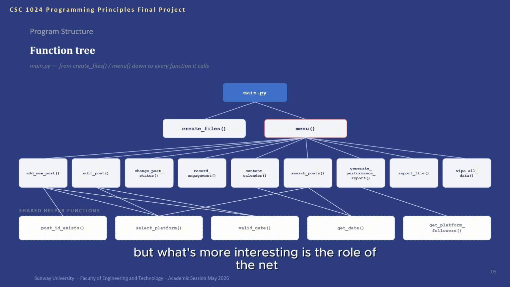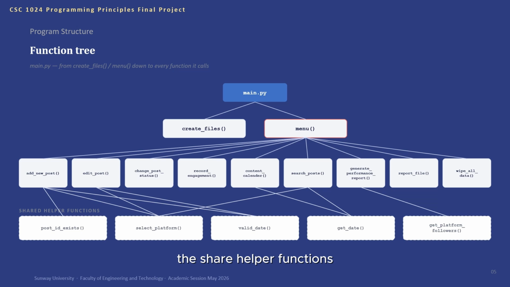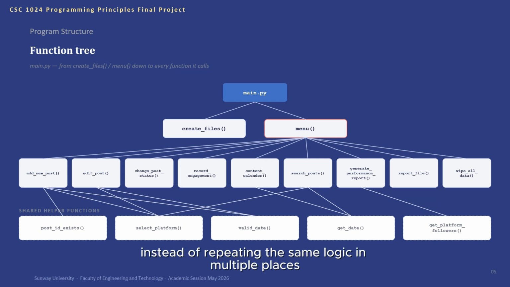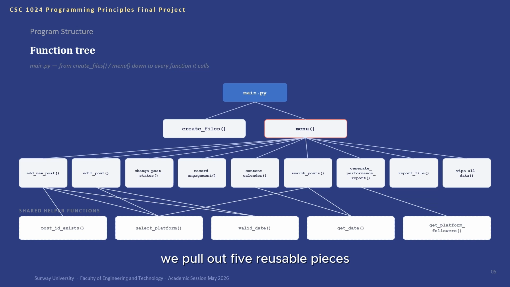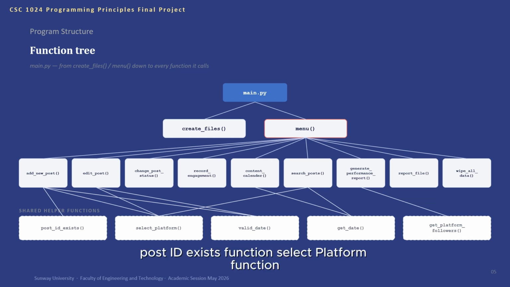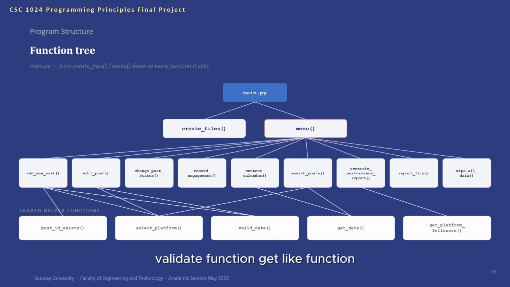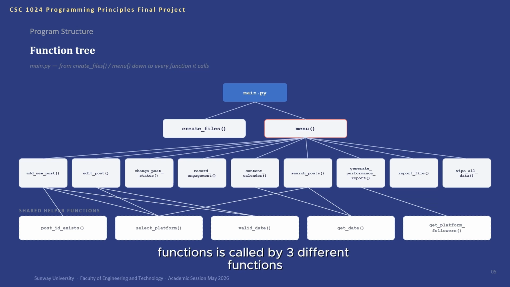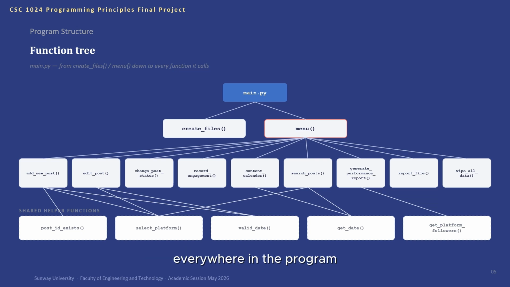But what's more interesting is the role underneath: the shared helper functions. Instead of repeating the same logic in multiple places, we pull out 5 reusable pieces: the post ID exist function, select platform function, valid tag function, get leg function, and get platform followers function. For example, the select platform function is called by 3 different functions: add, edit, and search. So platform selection always behaves the same way everywhere in the program.